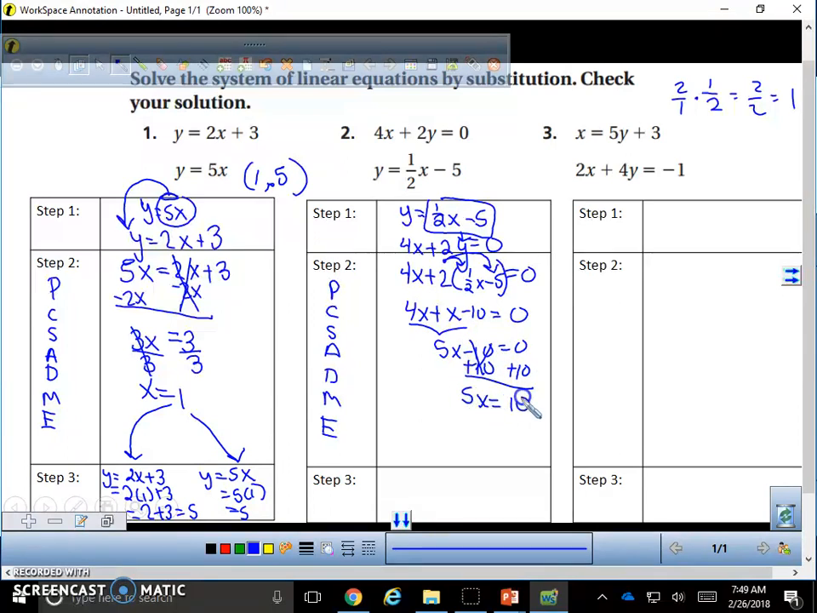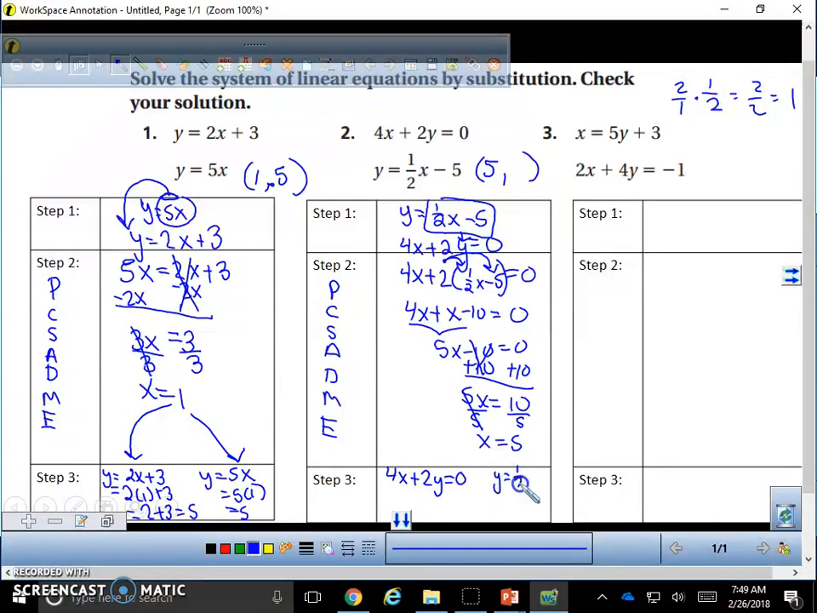5x equals 10. Divide by 5. X equals 5. What did we solve for in our ordered pairs? We solved for x, so x is 5. Now we have to solve for y, by plugging that back into both of our equations. Here's our first one, and here's our second one.